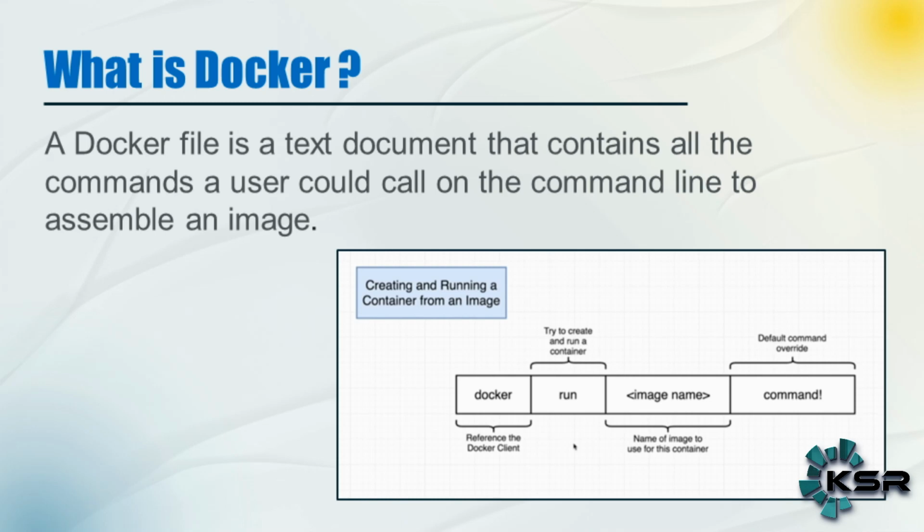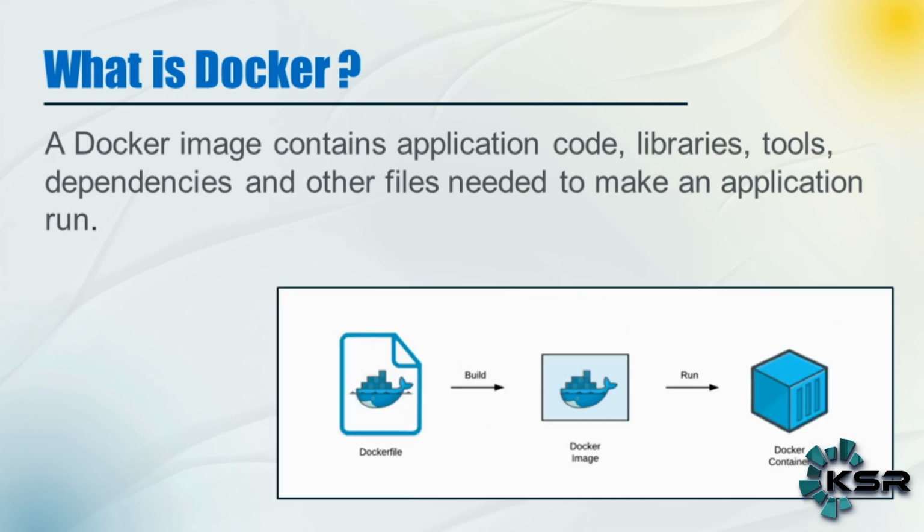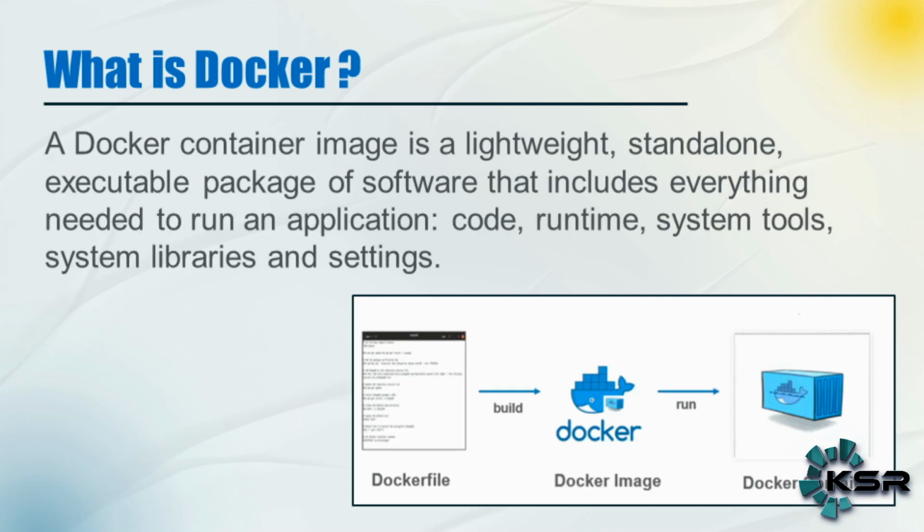So what is a Docker image? When a Dockerfile is built, a Docker image is created. A Docker image contains the application code, libraries, tools, dependencies, and other files needed to make an application run. When this Docker image is run, it creates a Docker container. This Docker container is a lightweight standalone executable package of software that includes everything needed to run an application, like code, runtime, system tools, system libraries, and settings.